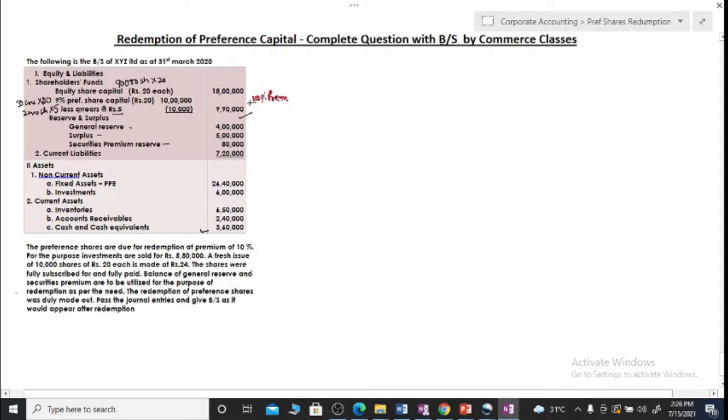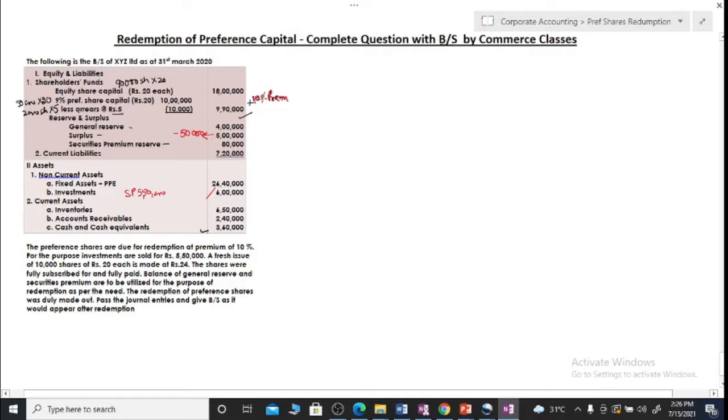Okay, now for this purpose investments are sold for 5,50,000. So if you sell this at a price of 5,50,000, it means you have a loss here. So when you record this, your loss will be deducted from the surplus. So from this amount you have a loss of 50,000. So your actual surplus will now be 4,50,000 because we have to make all adjustments, right?